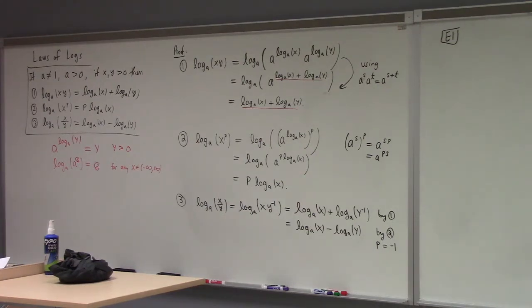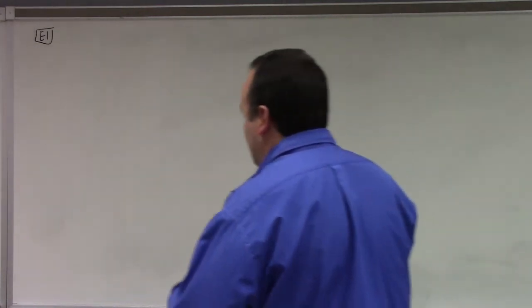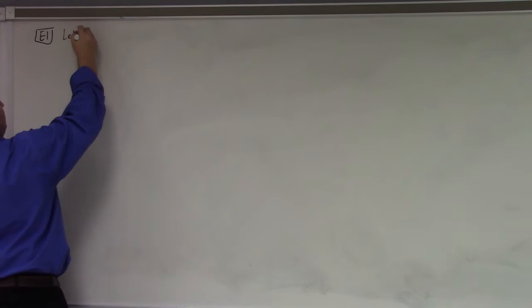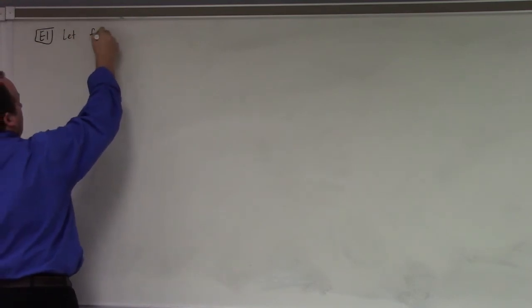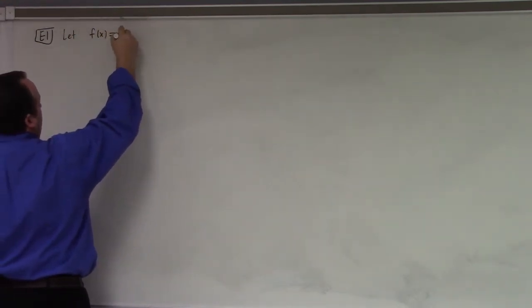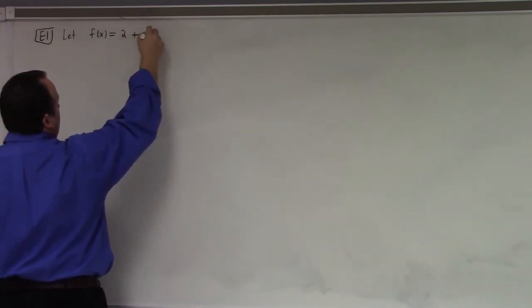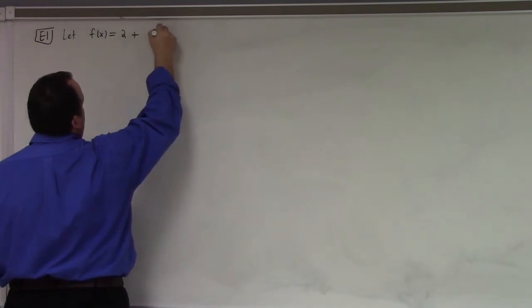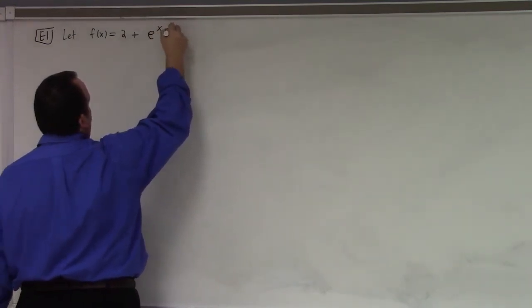Nobody? All right, well, we were looking at exponentials, we were looking at finding inverses, right? So let's look at another one of those. Let f of x equal to, oh, I don't know, 2 plus, let's say, e to the x minus 4.